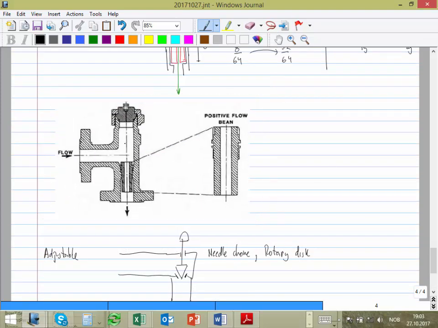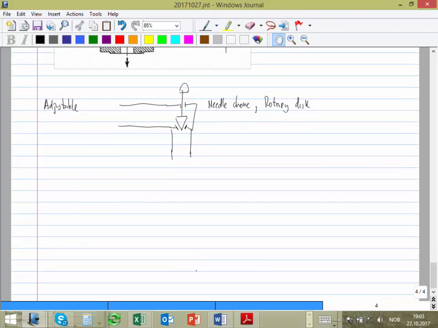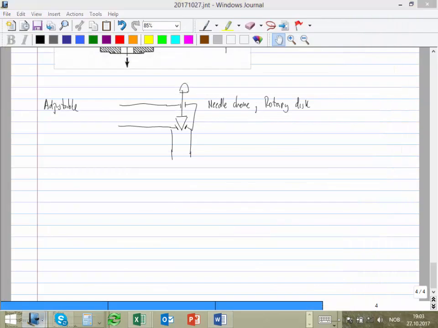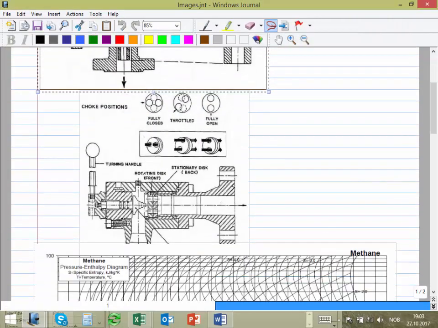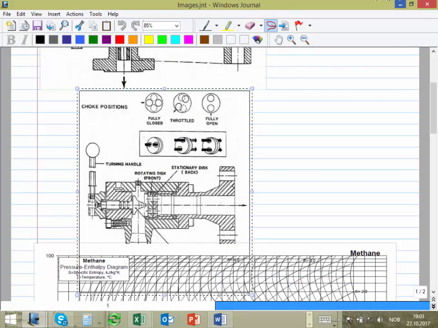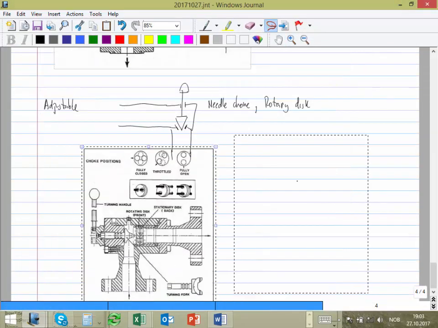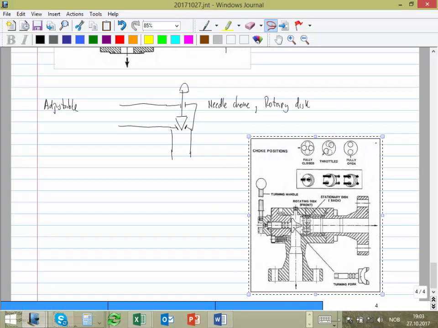Okay, and that's the part that you replace, this part here. And let's go for the rotary type. This one we can close. Okay, that's the rotary disc.